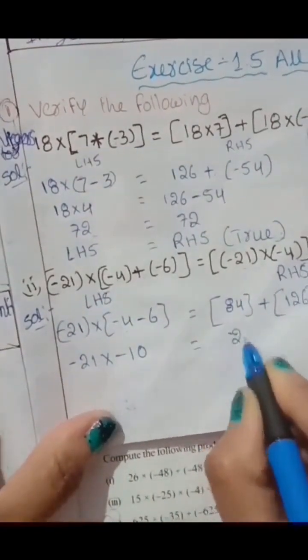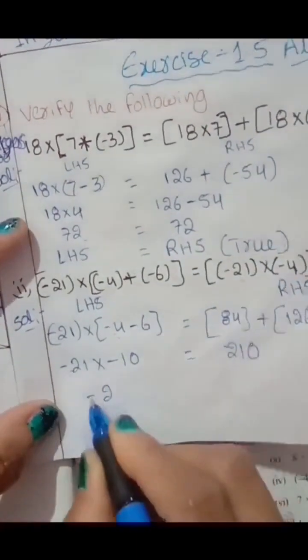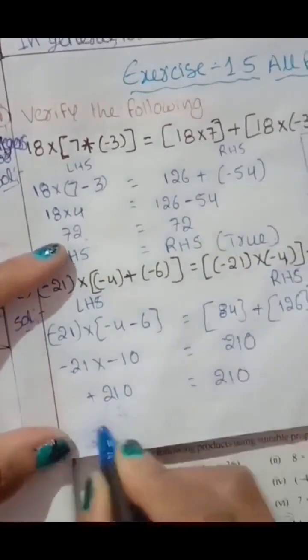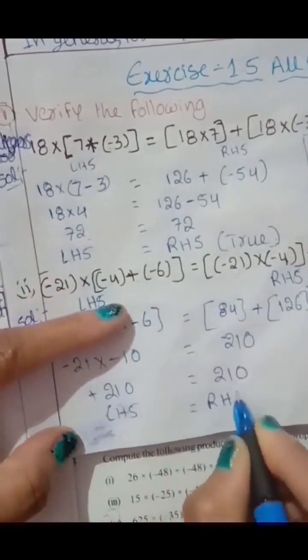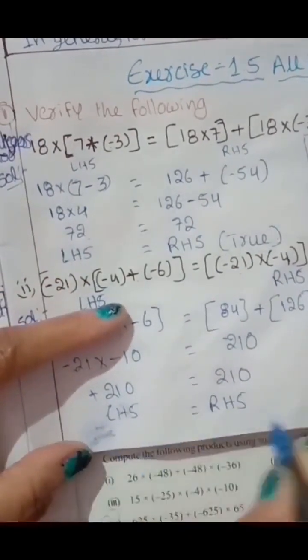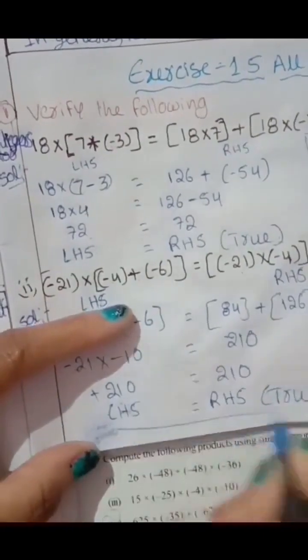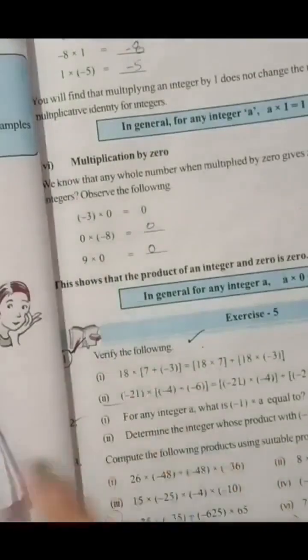This one, RHS is 210 and this is also 210 only. Minus into minus is the plus, so this is also 210. So both are LHS equal to RHS. Both are equal, so the statement is true only. Okay, Gagan, did you understand neatly? Both are equal, both sides LHS and RHS. Next one is about the second bit only.